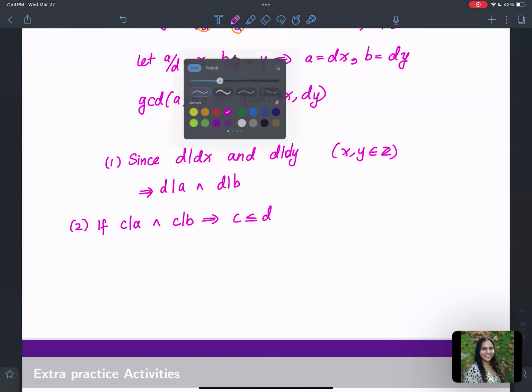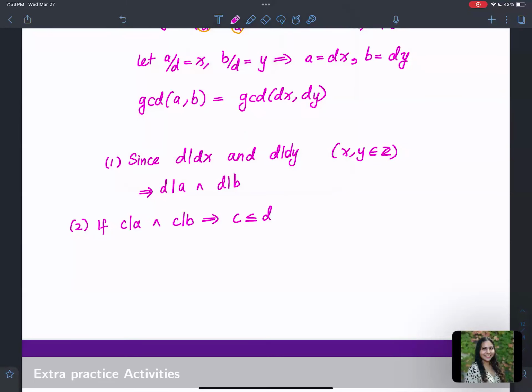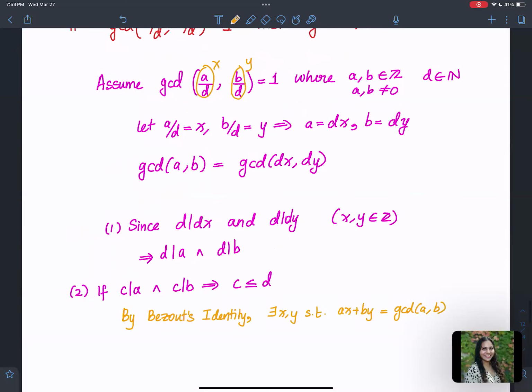So how will I do this? I'm going to borrow Bezout's identity here. I'm probably butchering this person's name, and I apologize to that person. By Bezout's identity, there exist x and y such that ax plus by is equal to the GCD of A and B. Okay, that's Bezout's identity.